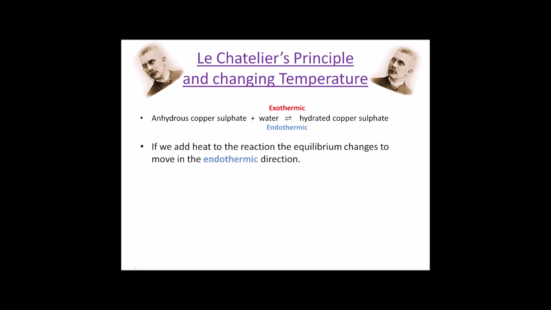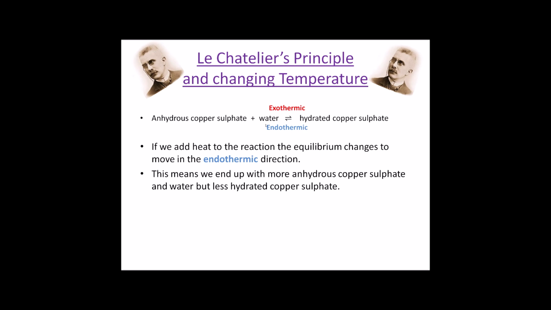That's endothermic. Now, if we add heat to it, the equilibrium moves in this direction towards the left, moves in the endothermic direction. So we end up making, at equilibrium, a greater amount of anhydrous copper sulfate and water, but less of the hydrated copper sulfate. The reason being, the reaction's absorbing the heat we're trying to put into it, and the only way it can do that is by moving the equilibrium in this direction to the left.